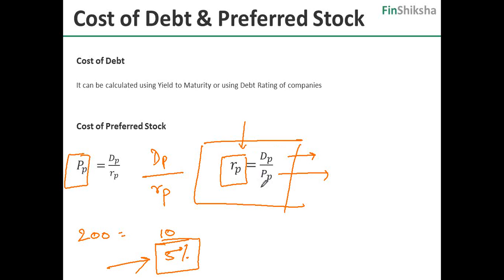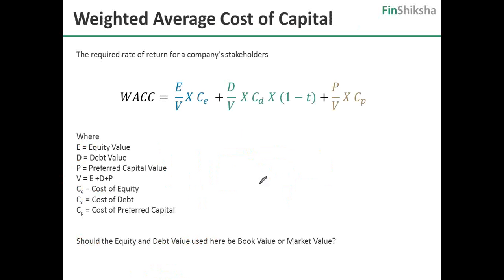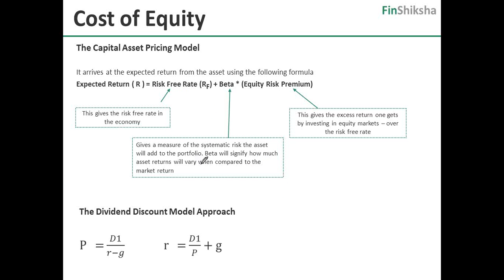Fine. That's cost of debt done, cost of preferred stock done. Next comes into the line cost of equity. How do we calculate cost of equity? Cost of equity can be calculated 2 or 3 ways. We will discuss 2 of them here. One is called expected return using the capital asset pricing model, where we have a risk-free rate, we have an equity risk premium, and we have a beta.